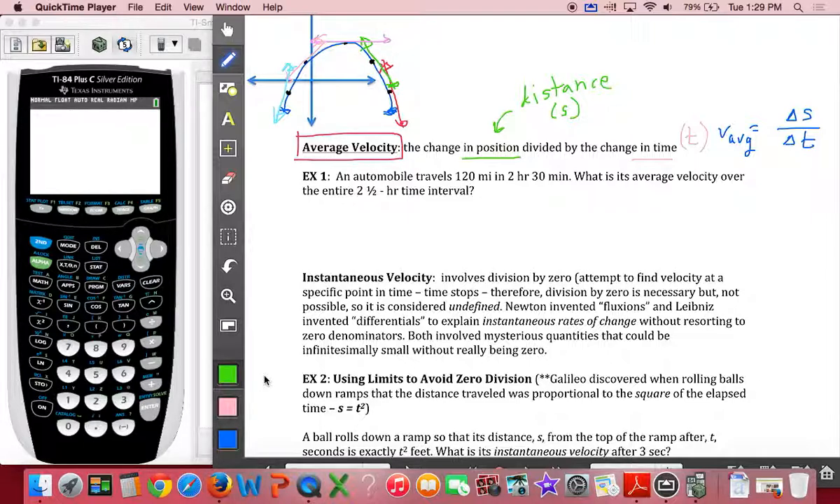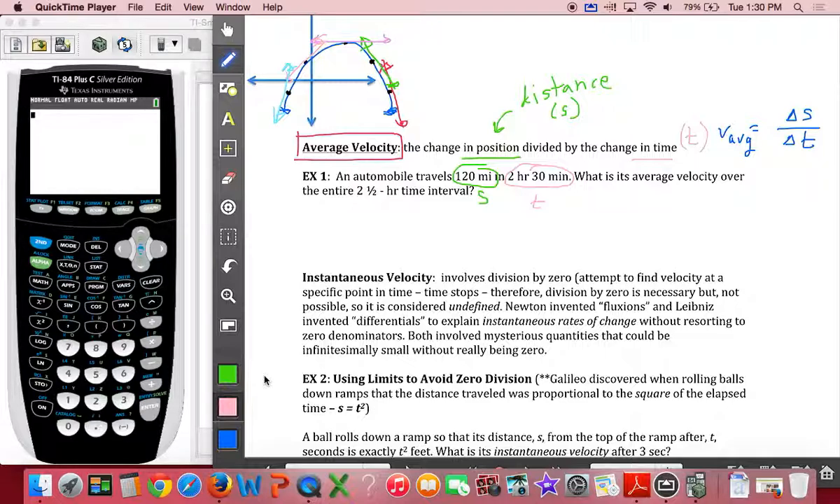Isn't this our S, right? In 2 hours and 30 minutes. And this is our T. Well, they have not given you a beginning distance and an ending distance. They've given you the whole distance, haven't they? So you don't have to find delta S. They gave it to you. Delta S is the 120 miles.